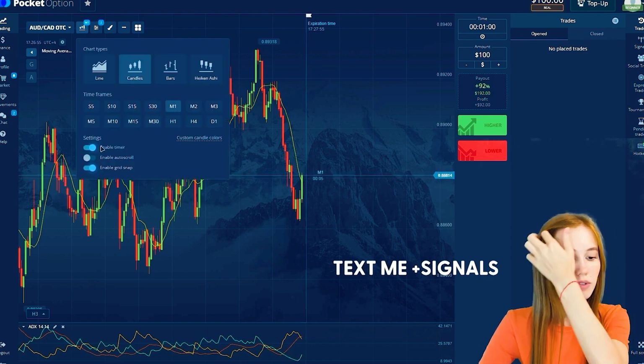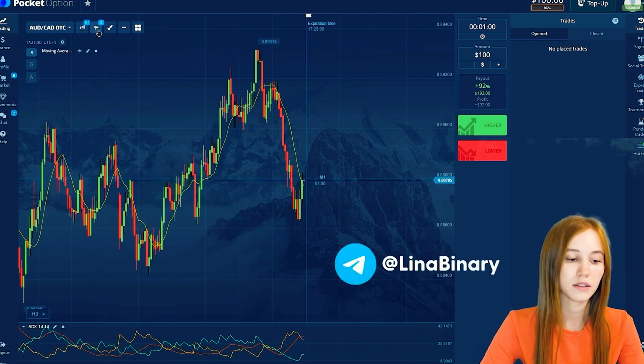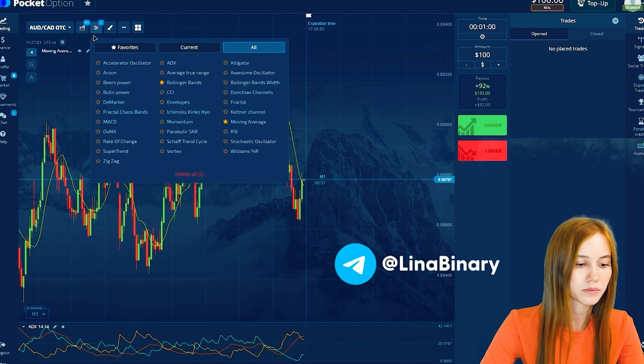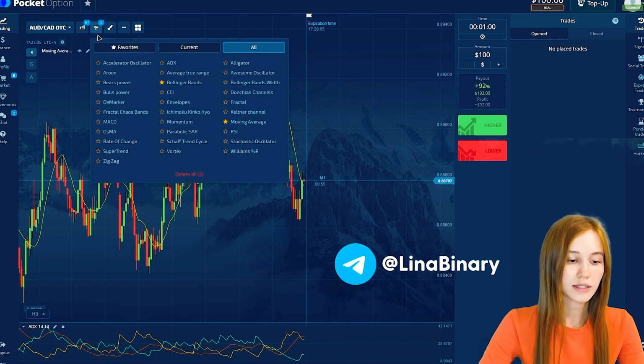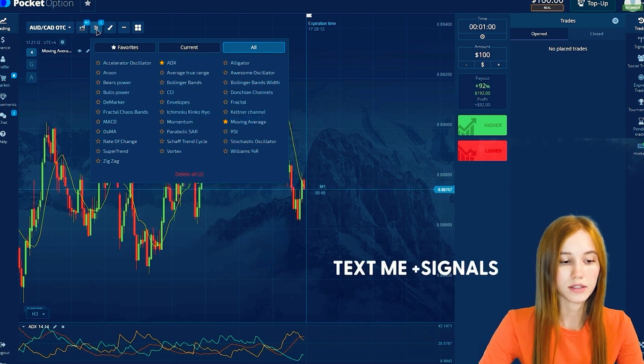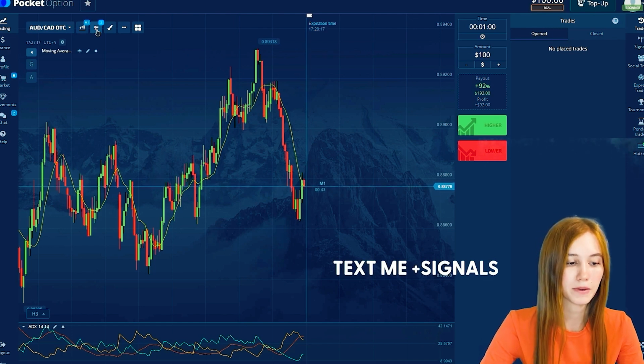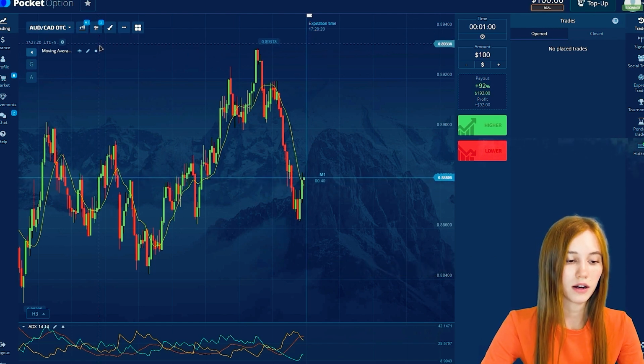We will trade using two indicators. You can turn on the indicators by clicking here. For us it's ADX and moving average. Let me tell you more about these indicators. Let's start with the moving averages in more detail. This is the green line. I can highlight it. Here are its settings.